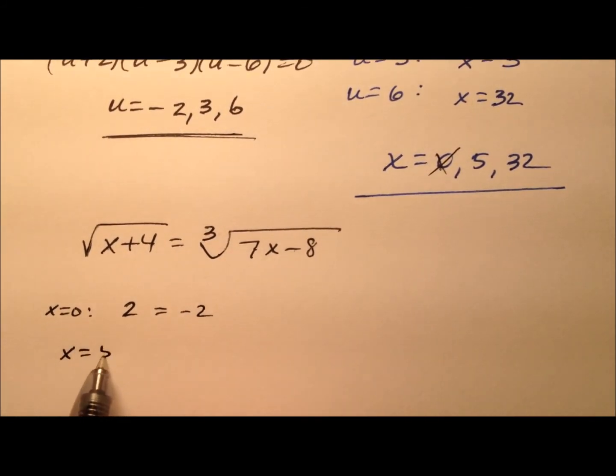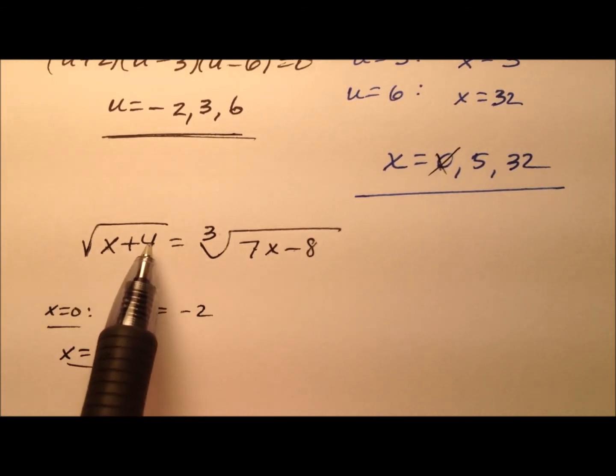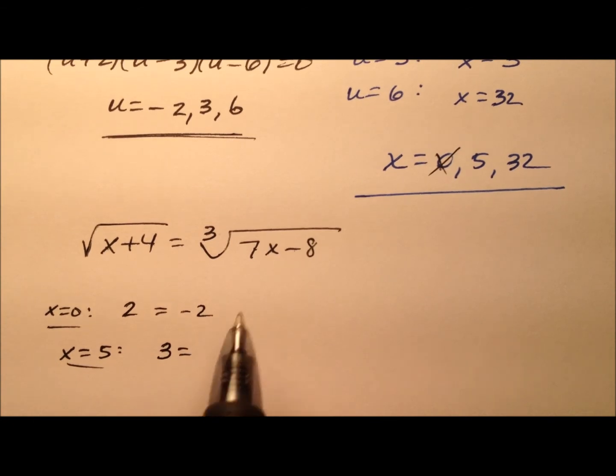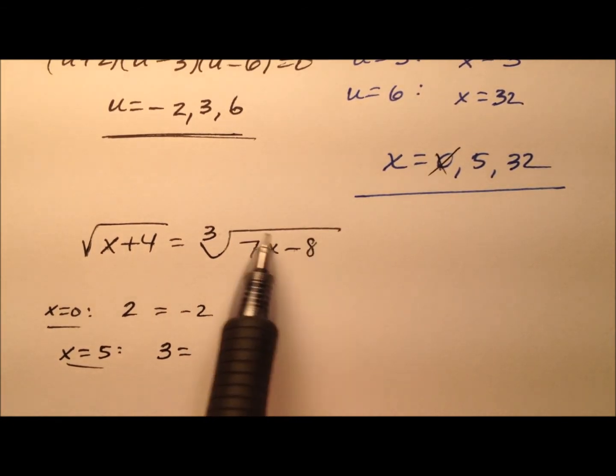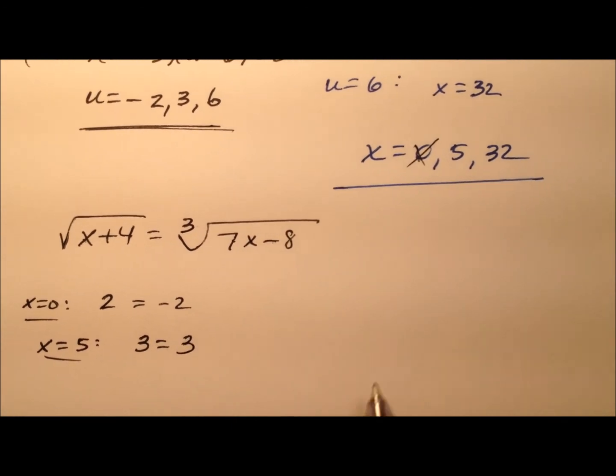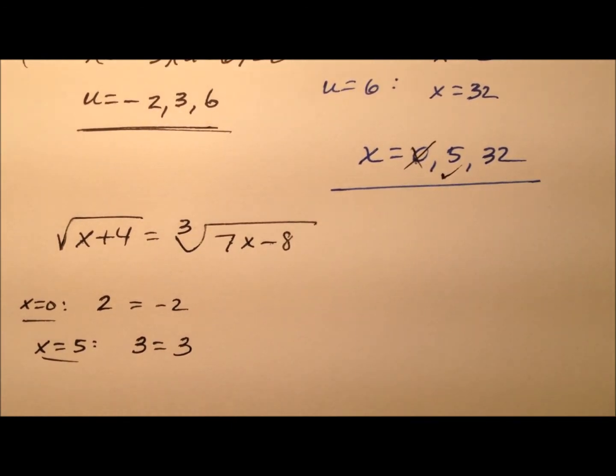So let's try x equals 5. So 5 plus 4 is 9. Square root of that is 3. 7 times 5 is 35, minus 8 is 27, cube root is 3, so 3 equals 3. So 5 is good to go.